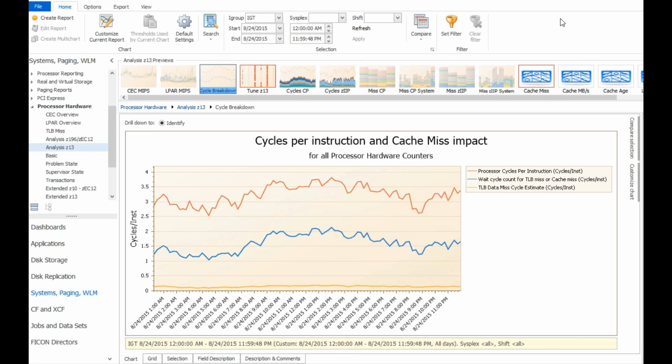This chart displays cycles per instruction, the number of machine cycles spent executing your business instructions in your environment. The red line at the top represents the total cycles per instruction. The distance between the red line and the blue line are the productive cycles, the cycles spent actually executing your business instructions. The space below the blue line are the unproductive cycles spent waiting for data and instructions to be fetched into level 1 cache so that they can be executed.